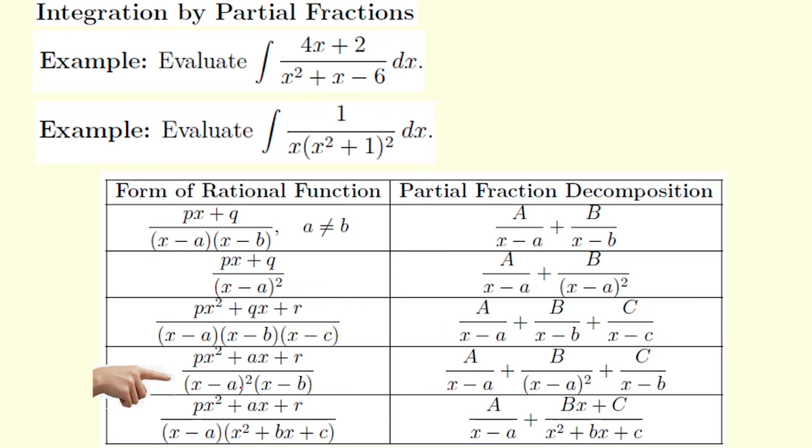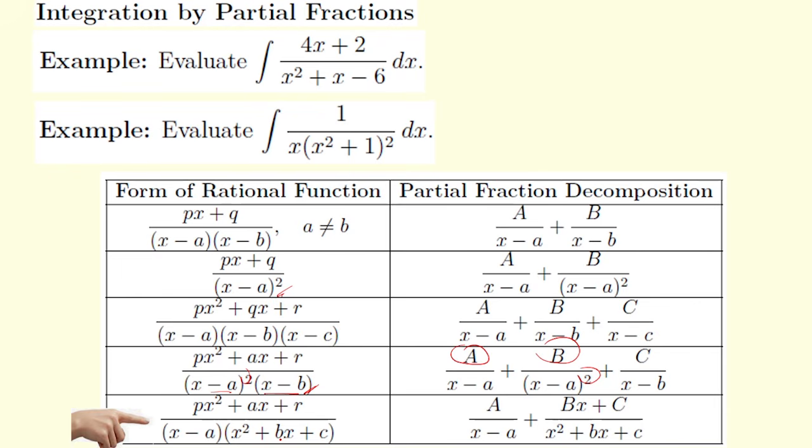Look, whenever you have two linear factors and one has multiplicity 2, you will use the same thing we have seen here, x minus a squared. So for x minus a, you will have a over x minus a plus b over x minus a squared for multiplicity 2, plus for the other factor, c over x minus b. If x minus b has multiplicity, you proceed in the same manner.